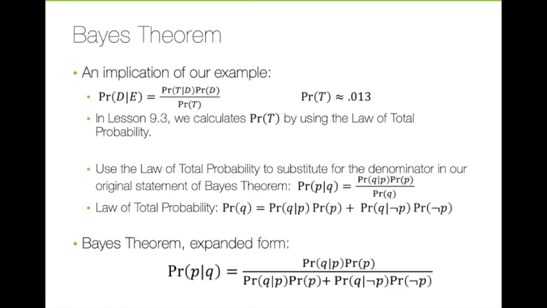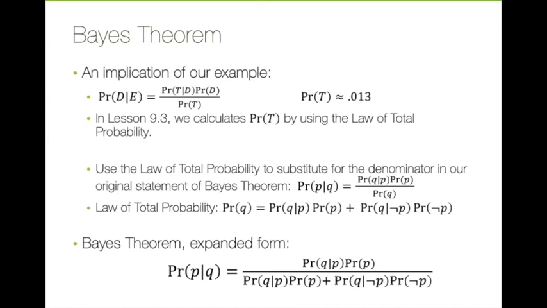So to get this expanded version, we use the law of total probability to give us a way to calculate the denominator in Bayes' theorem. So that's the probability of Q. The law of total probability told us we could get the probability of Q by adding together how likely Q was in two mutually exclusive and exhaustive possibilities, when P is true and when P is false. Right? So with P and with not P.